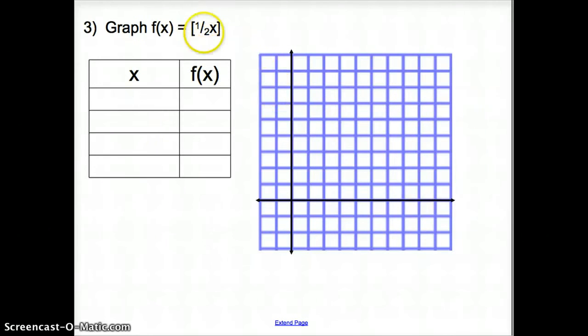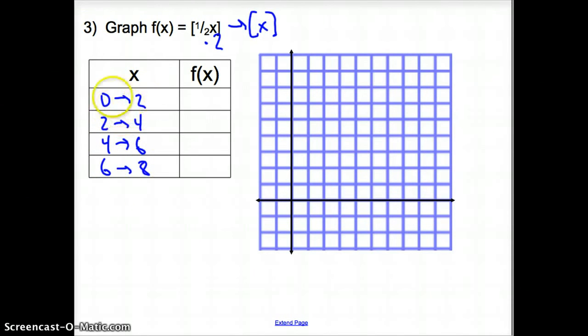Now looking at 3, now we have a 1/2 x. Remember, we want it to look like that. So what do we have to multiply it by? We would have to multiply it by 2. So now our steps are going to go in intervals of 2. So we have 0 to 2, 2 to 4, 4 to 6, and 6 to 8.